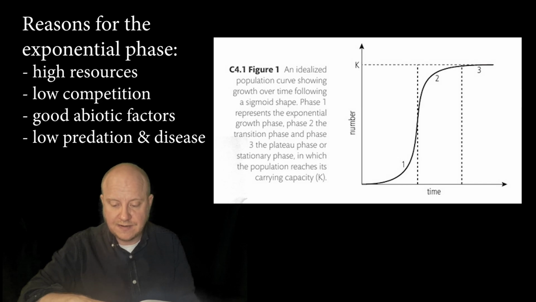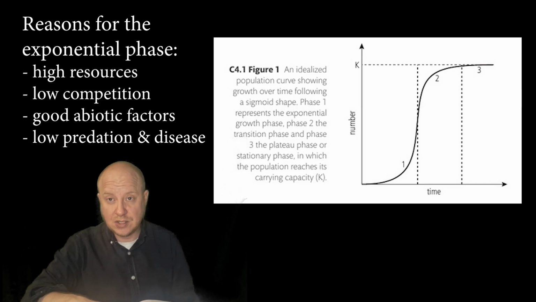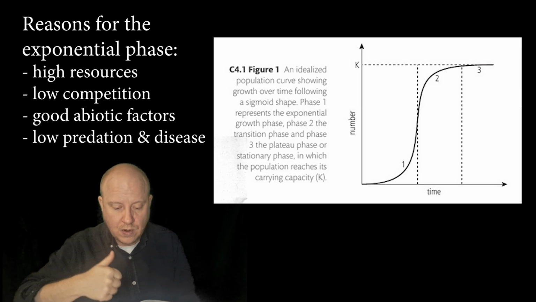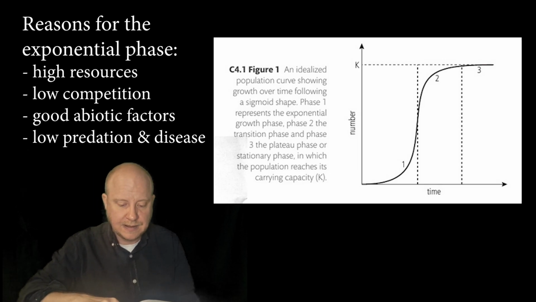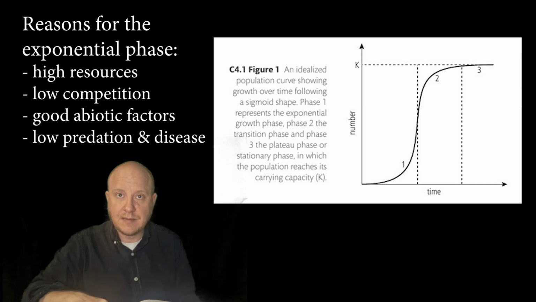The reasons for this first phase of exponential growth are plenty of resources such as food, space, and for photosynthetic organisms, light; little or no competition from other inhabitants; favorable abiotic factors such as temperature, and for aquatic organisms, dissolved oxygen levels; and little or no predation or disease.